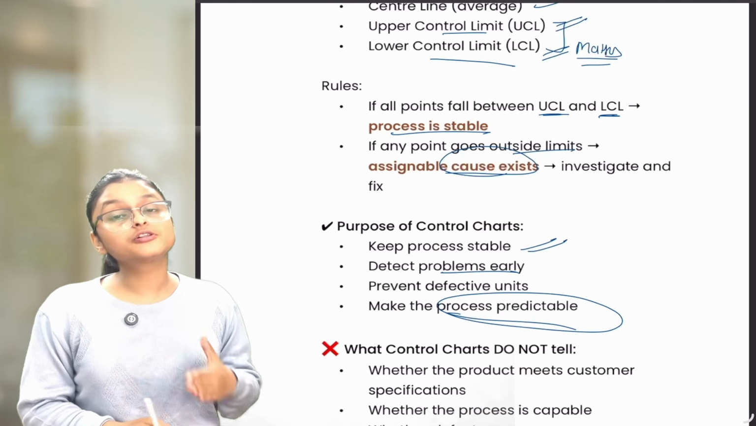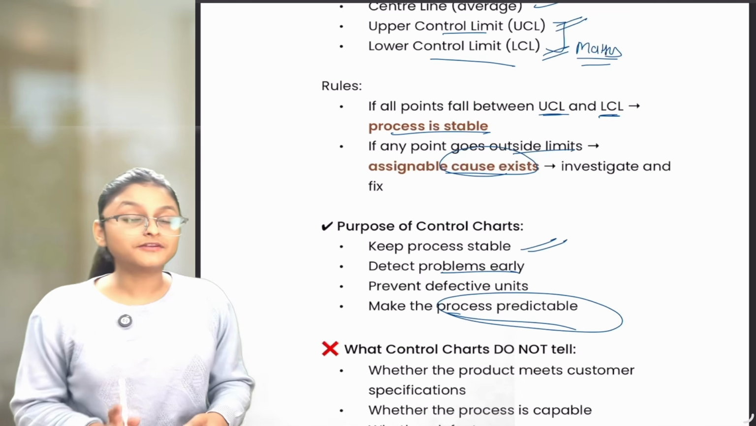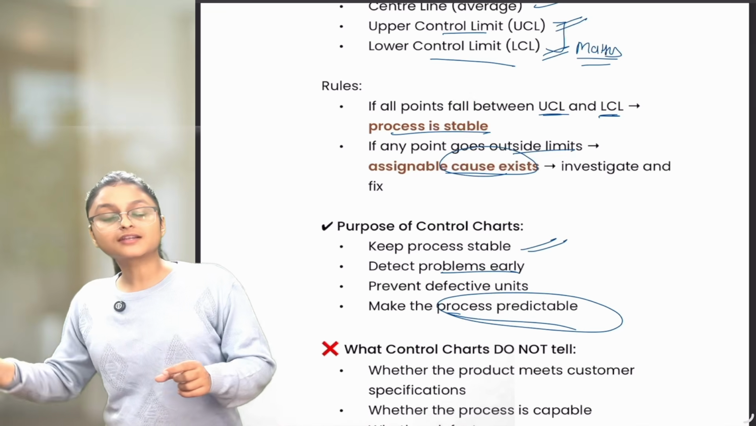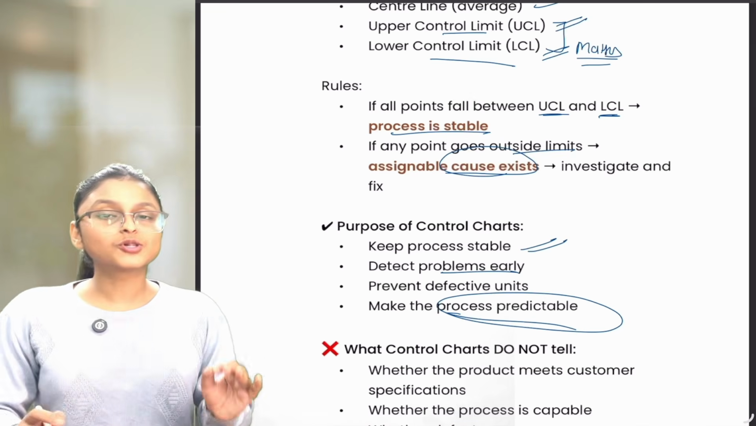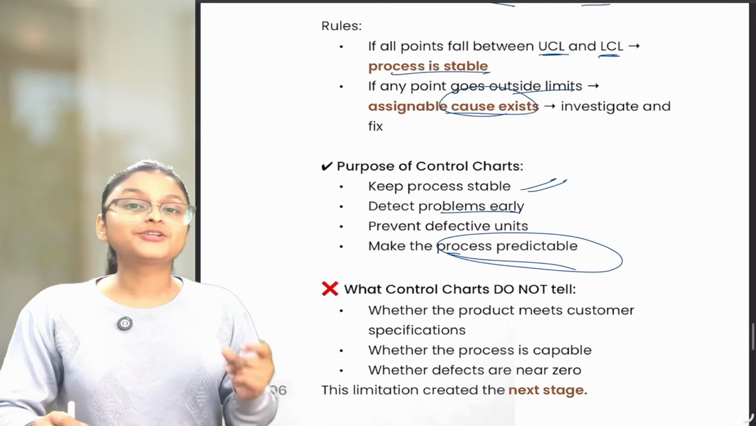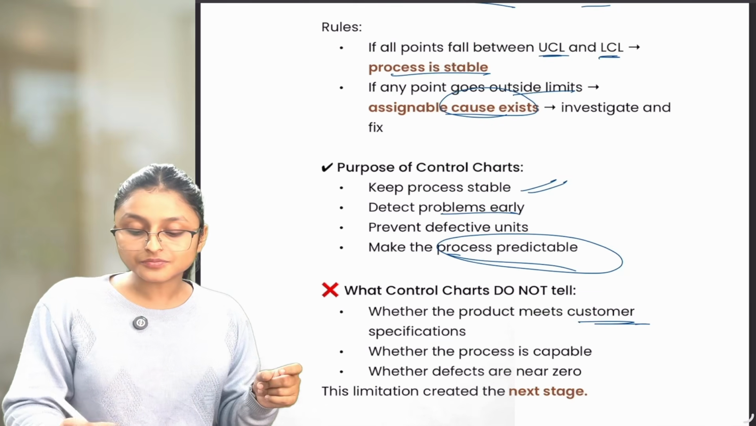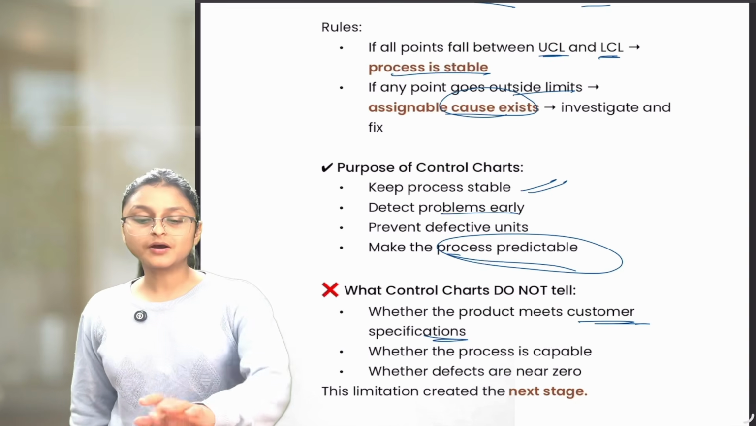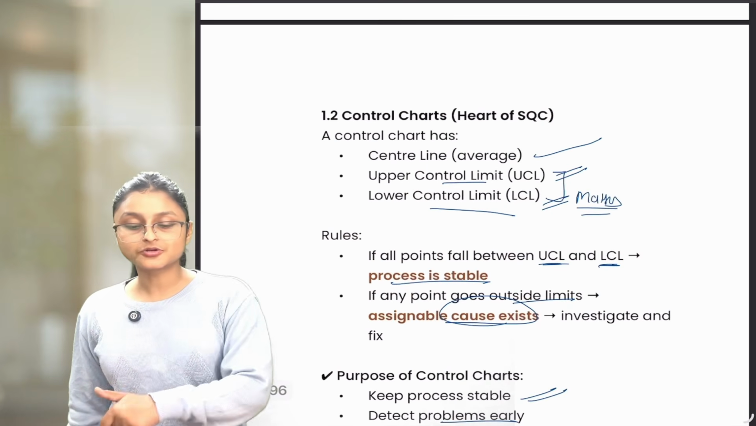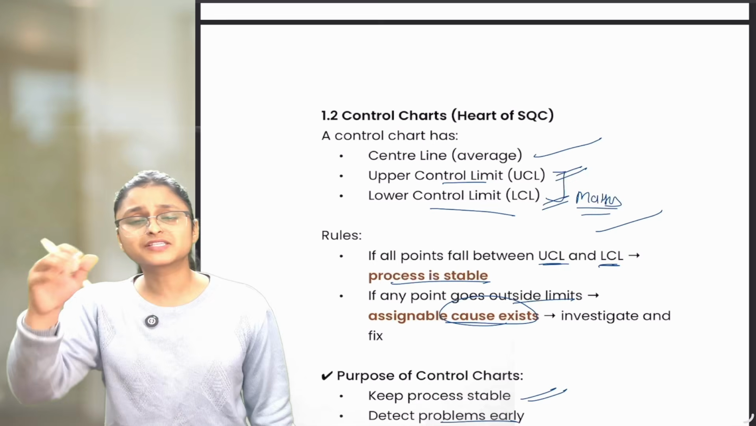Now, what control charts cannot do, and why we moved from statistical quality control to process stability? The reason is control charts can't tell you whether your product is meeting customer specifications or customer requirements or not. Think about it. Your upper control and lower control limits have also been set with some specific formula.